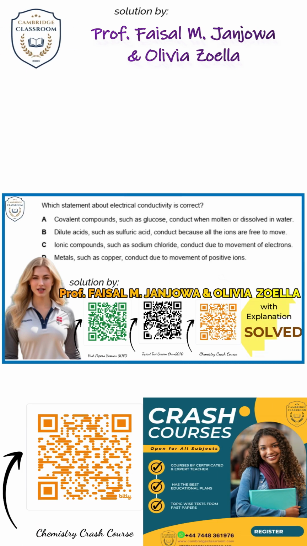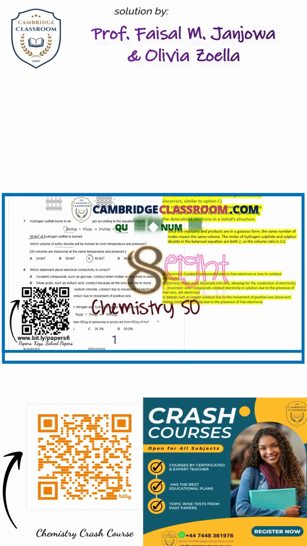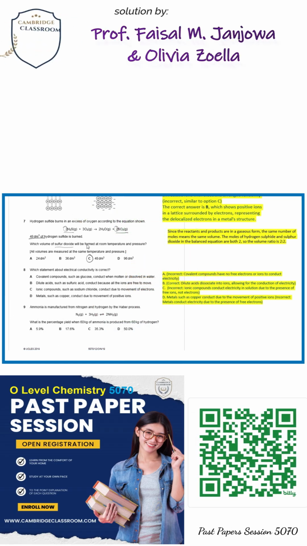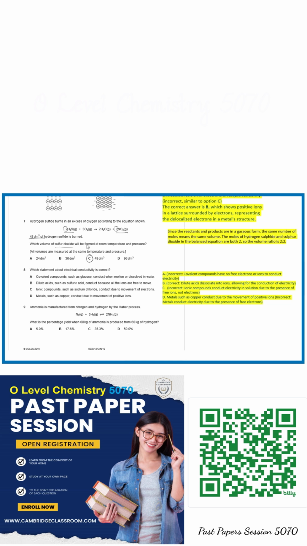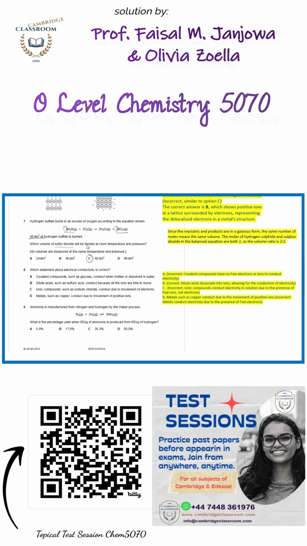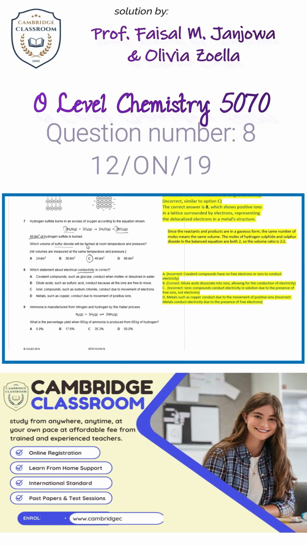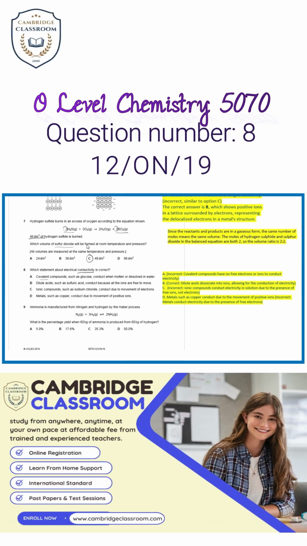Let's solve this question now. Question 8. Which statement about electrical conductivity is correct? A. Covalent compounds, such as glucose, conduct when molten or dissolved in water. Incorrect. Covalent compounds have no free electrons or ions to conduct electricity.